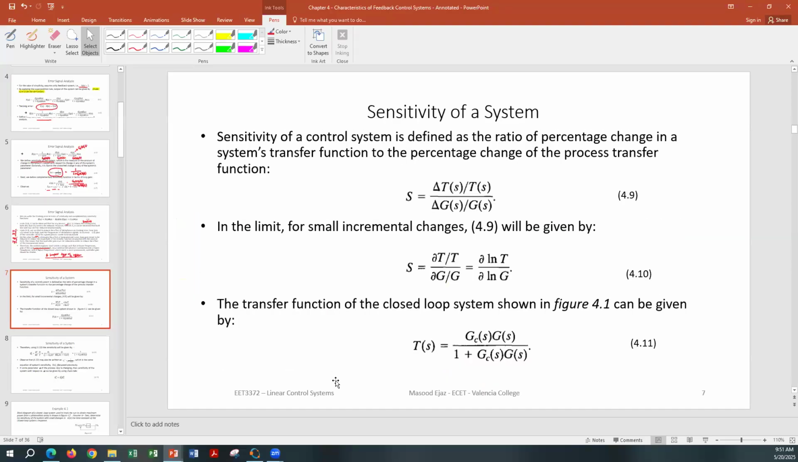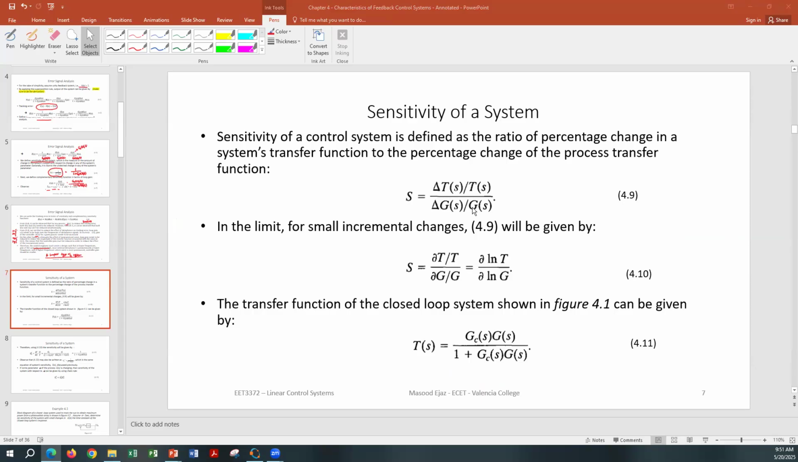Now let's look at the sensitivity of the system. What exactly is sensitivity of the system? Sensitivity of a control system we define as the ratio of the percentage change in the system's transfer function to the percentage change of the process transfer function. So that is how mathematically sensitivity is defined. So you can see that expression.